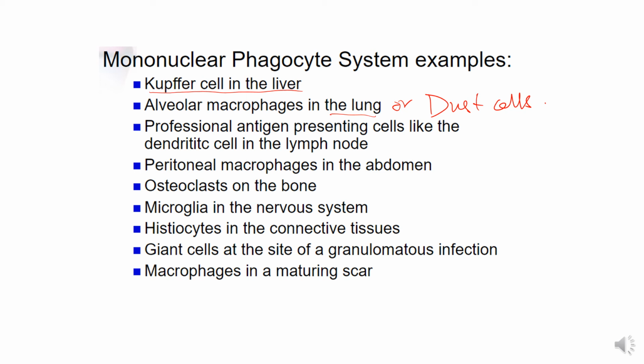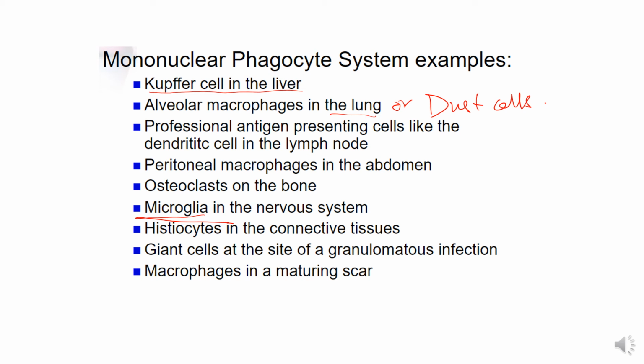In the lymph node, the connective tissue macrophages, which are antigen presenting cells, are known as the dendritic cells. Peritoneal macrophages are abundant in the abdomen, and the macrophages in the bone are known as the osteoclasts. While in the nervous system, the macrophages are known as the microglia. Histiocytes in the connective tissue, as I have told you, and giant cells.